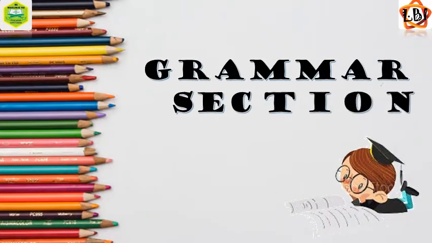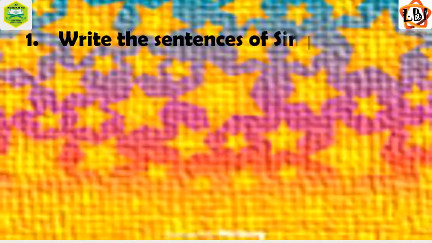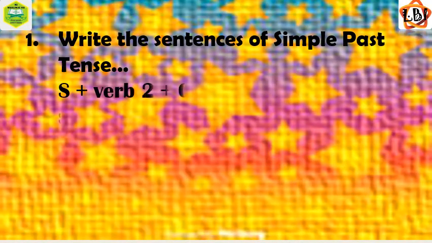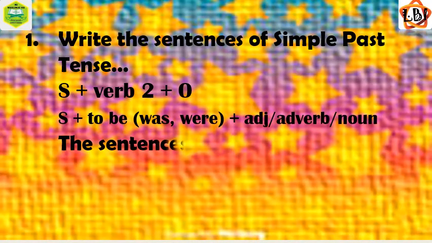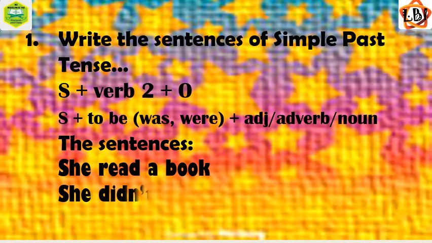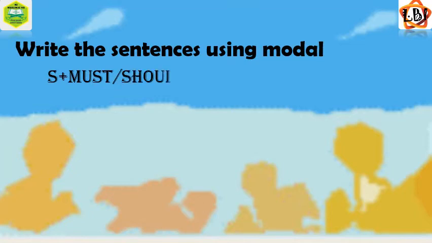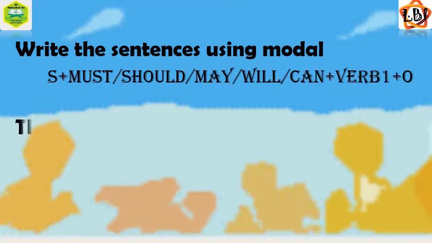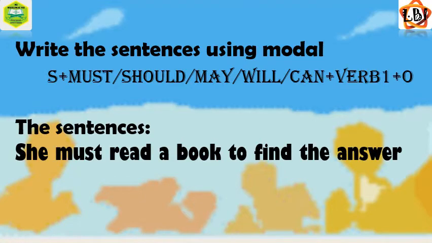Grammar section. One. Write the sentences of simple past tense: subject, verb, add object; subject, to be was or were, add adjective or adverb or noun. The sentences: she read a book, she didn't read a book. Write the sentences using modal: subject, modal must or should or may or will or can, verb 1, add object. The sentences: she must read a book to find the answer.